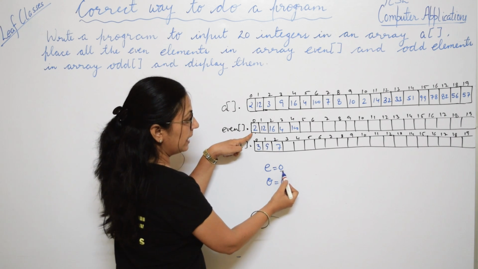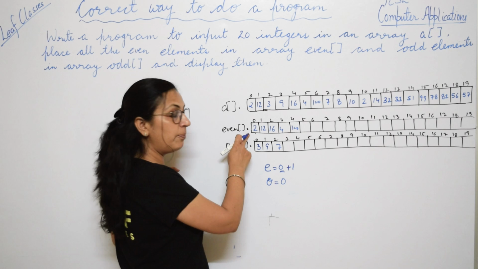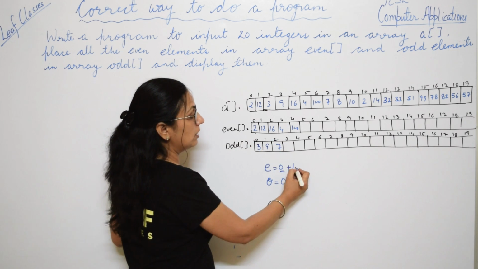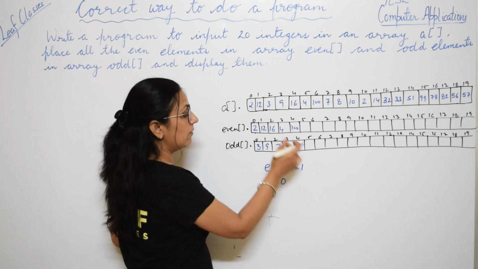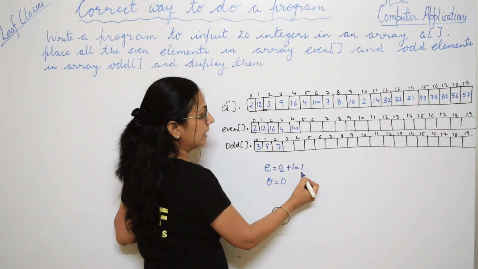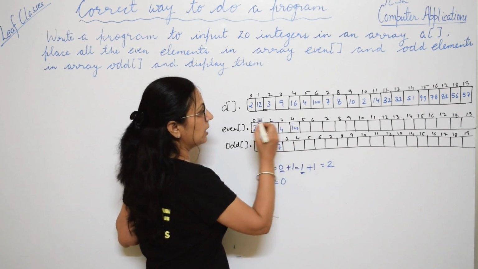And which index number? At 0 index number. After that, when we have placed the value, we'll add 1 to that and now this will become 1. Next value is 12. 12 is even. So 12 will be placed here. So after placing 12 at index number 1, we will add 1 to this and make it 2.